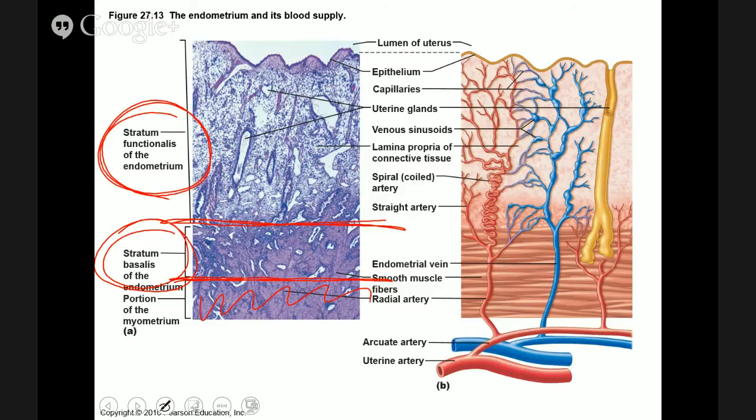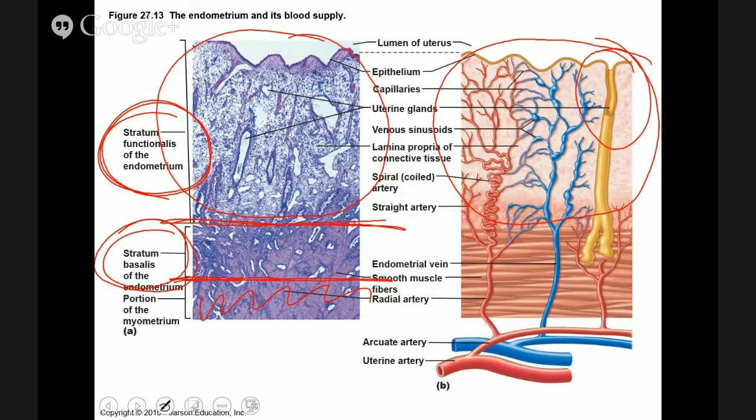And then we have the stratum functionalis. The stratum functionalis is going to fluctuate. So it'll build up. It'll have all these well-developed vascular structures in here. We'll have uterine glands that supply and produce something called the uterine milk. It's really thick. It's really plush. This is a great, great, great environment for a fertilized egg, a zygote, soon to be an embryo, to implant into.